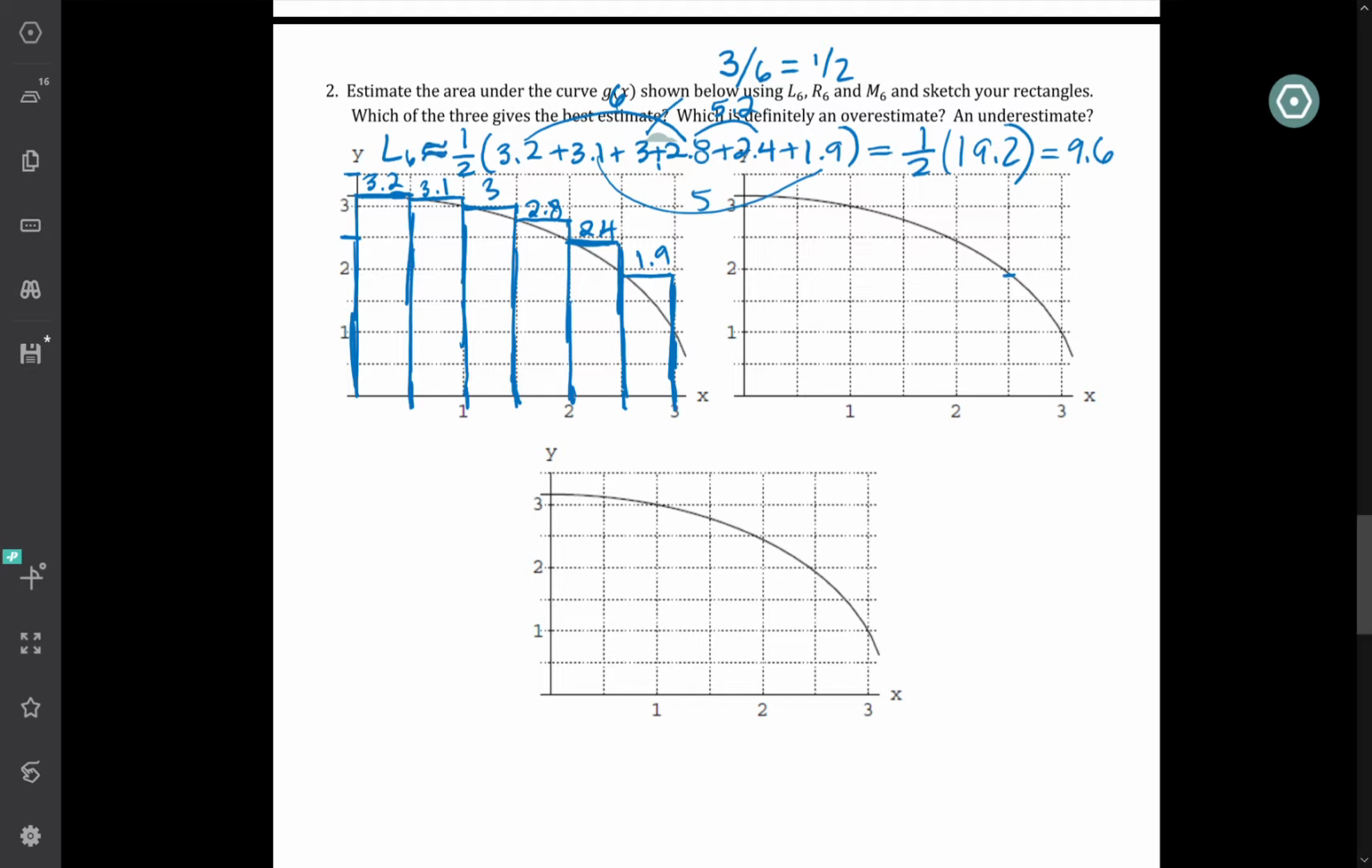Okay, so this is an estimate of the actual area, and this is even an estimate of L sub 6 because we don't actually know spot on what those values are. Alright, so let's do the same thing, only using right-hand endpoints.